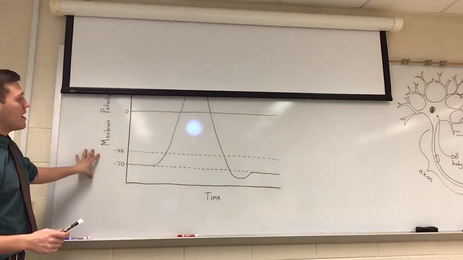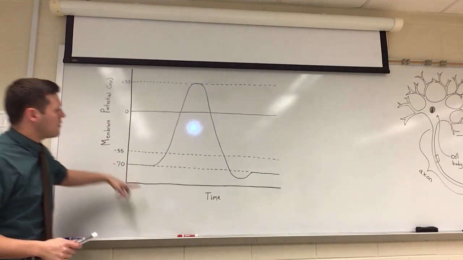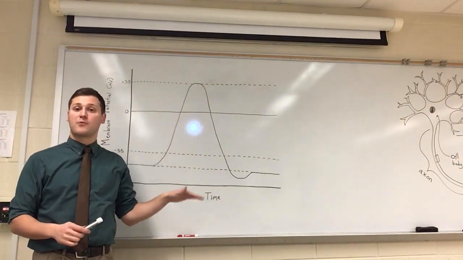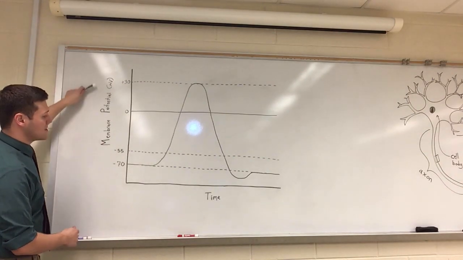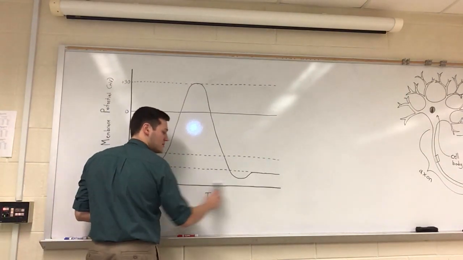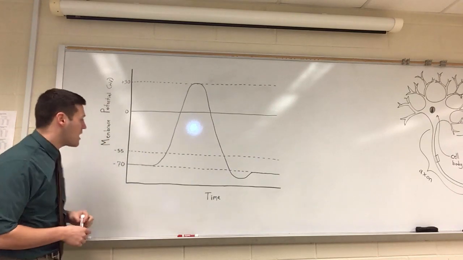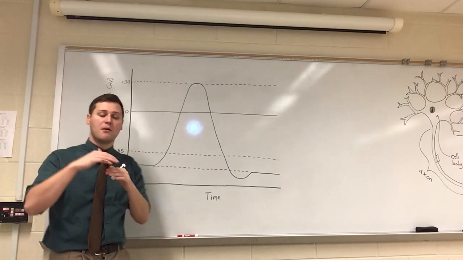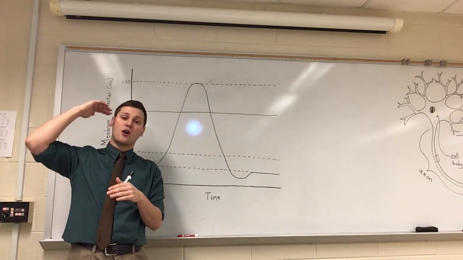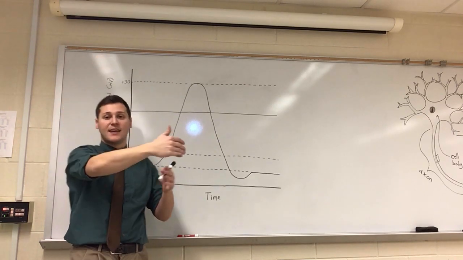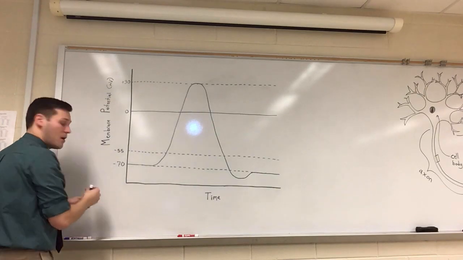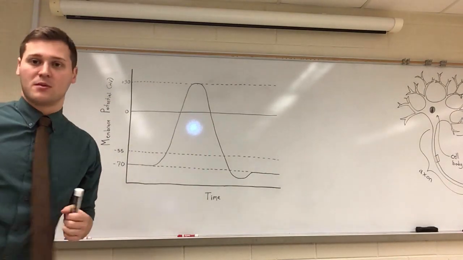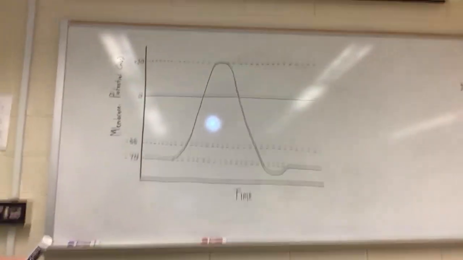So here is what an action potential graph would look like if we plotted membrane potential on the y-axis and time on the x-axis. So initially, we have more positive charge outside of the cell and more negative charge on the inside of the cell. I'm not sure if you can see this. Let me see if I can move you a little bit closer. Here we go.